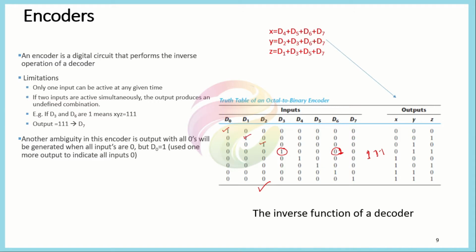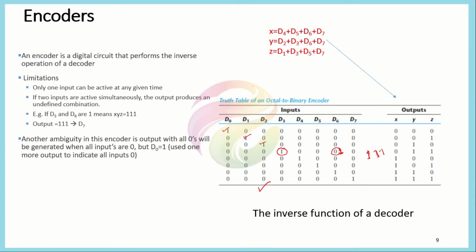Because of this function, we will be achieving all the ones here. But if you see the table, that 1 1 1 could only be achieved when only d7 equals 1. So it means that neither d3 nor d6 is actually representing this combination. So whenever the encoder circuit is implemented, we need to make sure that there are not two inputs equal to 1. Only one input should be equal to 1 at a time.